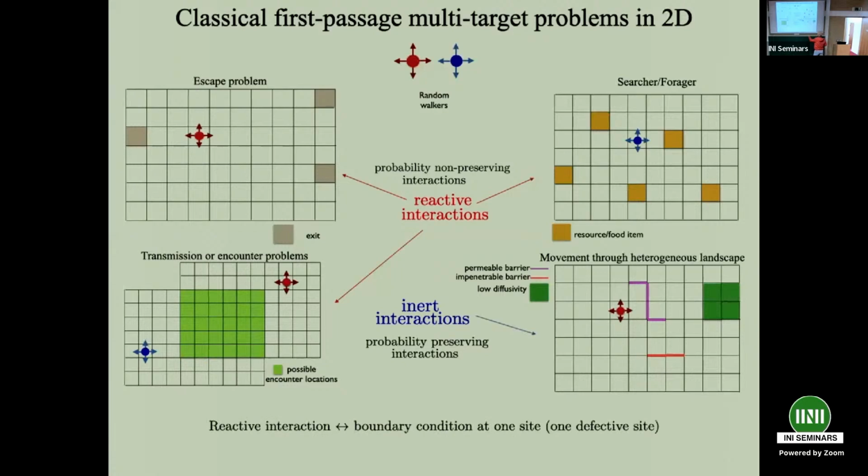So the reactive interaction is a boundary condition at one site. That site is absorption or partial absorption. So you call it one defective site. When you have the inert interaction, what you're changing is the movement left and right, for example. So you always have to deal with a pair of sites. So they're always paired. Okay, you will see they're always paired.